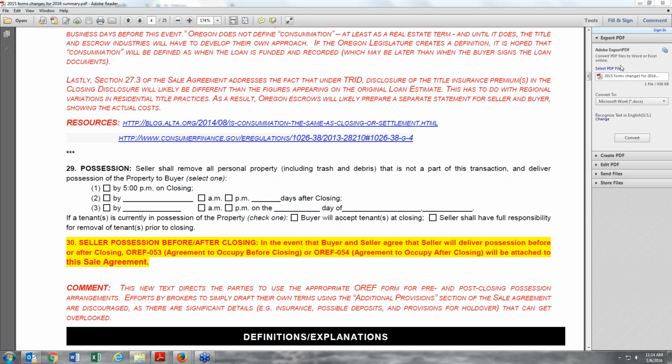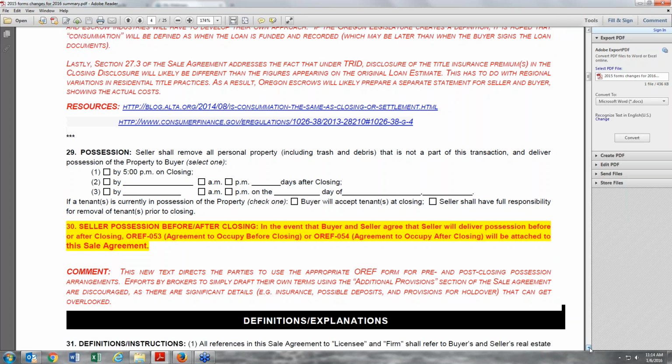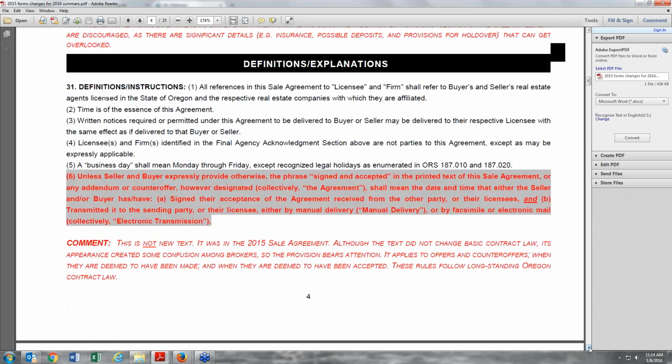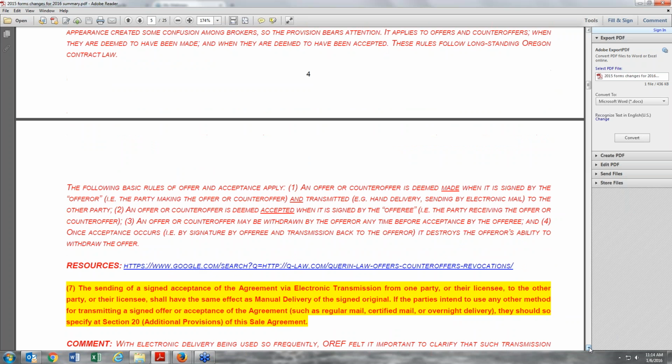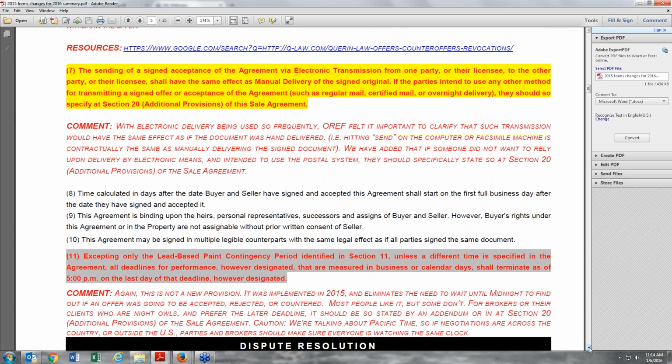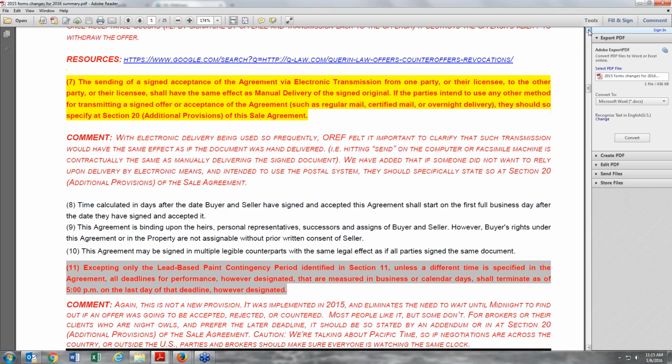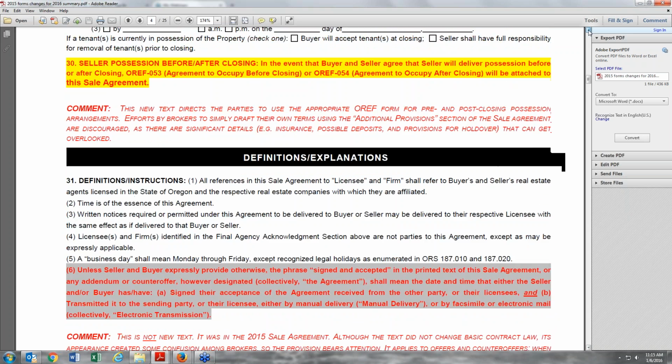So moving down to seller possession before or after closing, section 30. The only change here is that we always had a provision in regards to seller possession after closing, but we also have a situation where if the buyer wanted to possess before closing, that is also now addressed. So we've got two separate forms: the agreement to occupy before closing, OREF 053, and OREF 054, the agreement to occupy after closing.